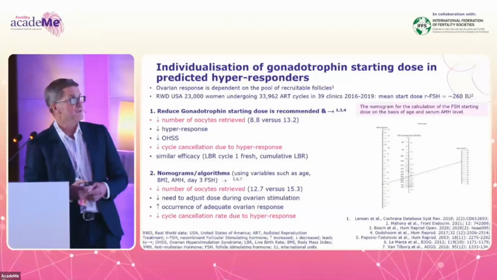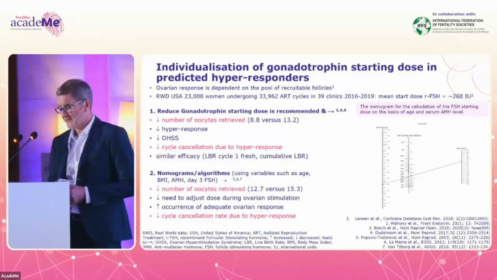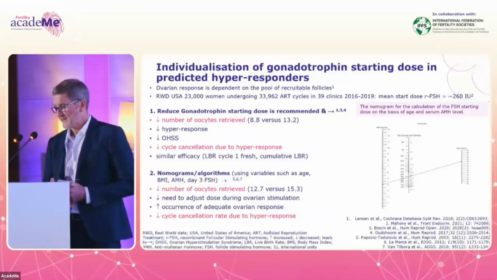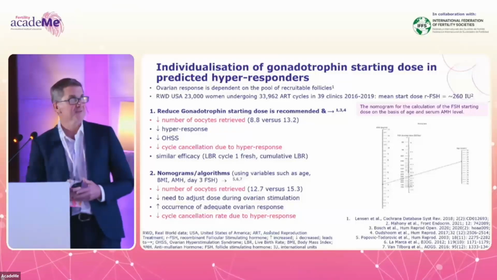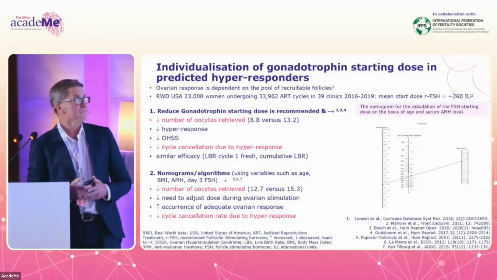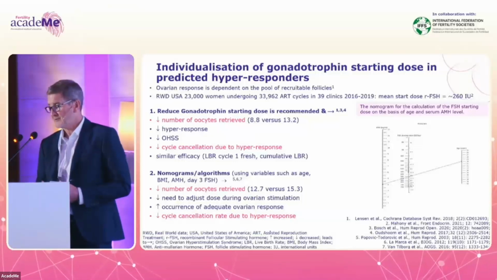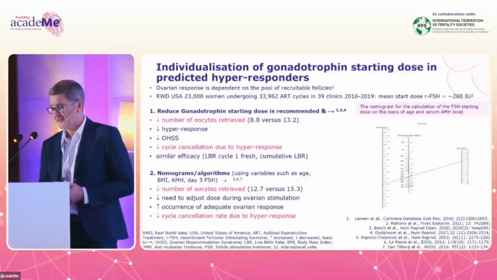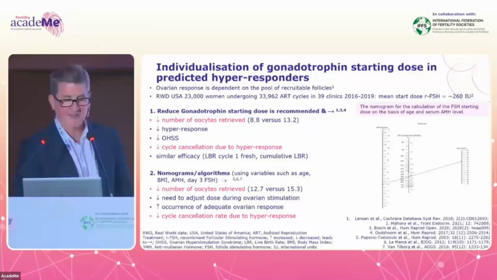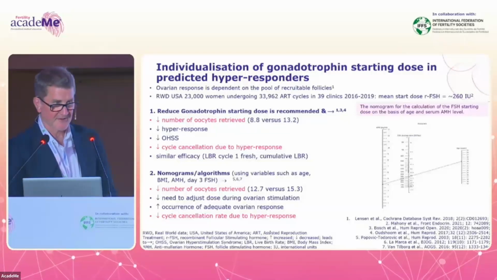So individualisation or personalisation of gonadotropin starting dose in predicted hyperresponders is recommended rather than a standard ovarian stimulation of 150 to 225 international units as a one-size-fits-all. Now, ovarian response is dependent on the pool of recruitable follicles, that is the antral follicles, that can be then grown. There's real-world data from the USA of 23,000 women undergoing almost 34,000 ART cycles in 39 clinics between 2016 and 2019, which has shown that the mean start dose of recombinant FSH in the general population is about 260 international units.